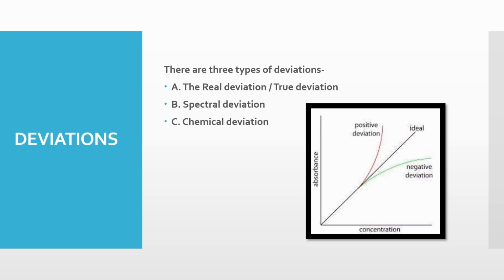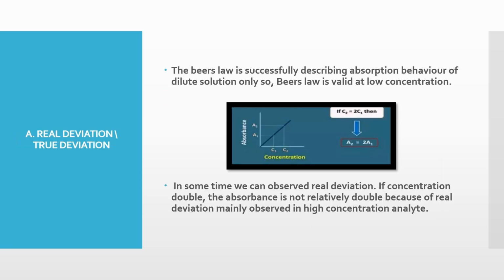Deviations. There are three types of deviations: A. Real deviation or true deviation. B. Spectral deviation. C. Chemical deviation. Real deviation or true deviation. Beer's law successfully describes the absorption behavior of dilute solutions only, so Beer's law is valid at low concentration. Sometimes we can observe real deviation. If concentration doubles, the absorbance does not double because of real deviation, mainly observed in high concentration analyte.